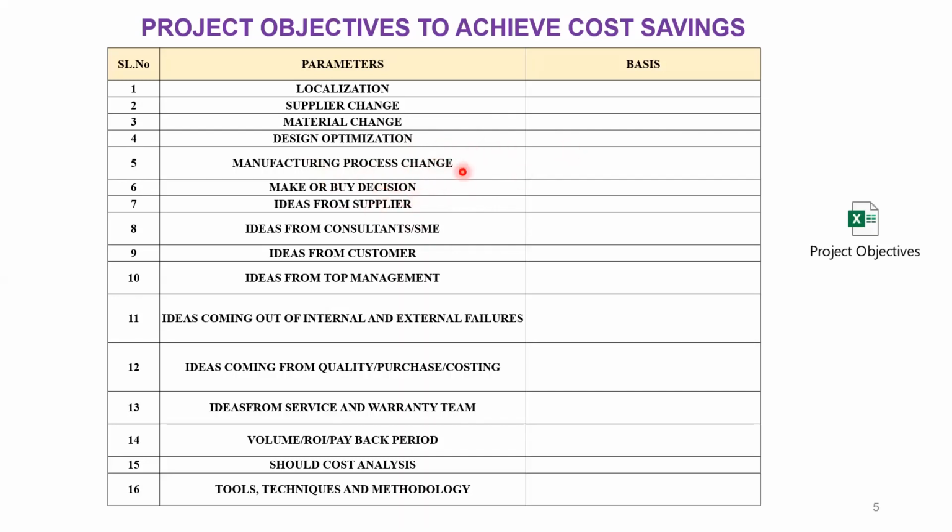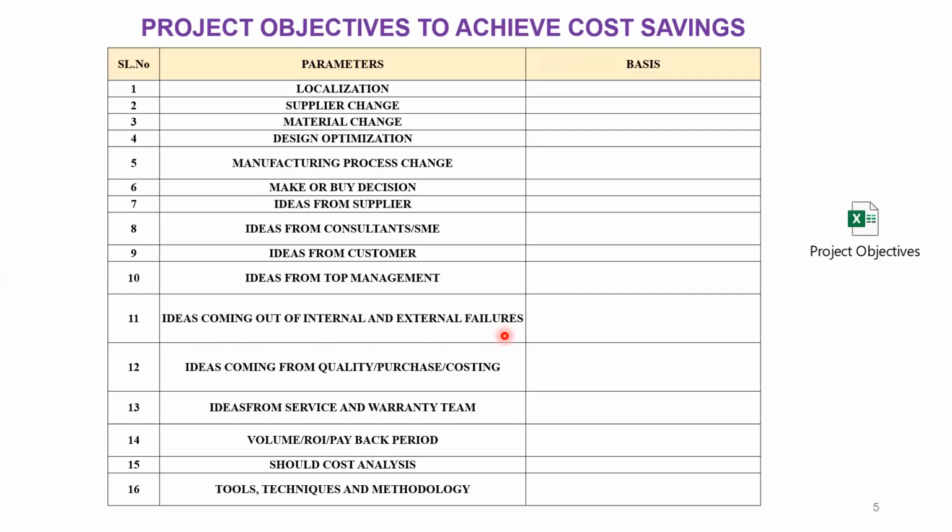Even the make or buy decision. Instead of buying the product, even if you make it, you can reduce the cost. You can get some of the ideas coming from the supplier. You can get some of the ideas from the subject matter experts and consultants. You can get some of the ideas from the customer on how you can reduce the cost to meet your project objective. And you can take some of the ideas from your top management. Ideas coming out of the failures, internal and external failures.